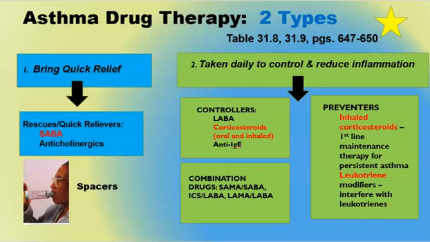Anticholinergics work by preventing these muscles from tightening. So basically, they promote dilation, bronchodilation. Short-acting anticholinergic drugs are not used in routine management of asthma except in severe asthma attacks.